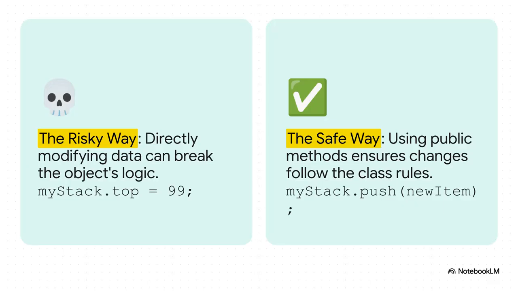And here's exactly why that matters. On the left, we see the risky way. Some other code is trying to directly mess with the stack's internal top variable. This is a total disaster waiting to happen. It's like jamming a wrench into a running engine. But on the right, we have the safe way. You use the public push method. This lets the class handle its own business, follow its own rules, and make sure everything stays clean and consistent.